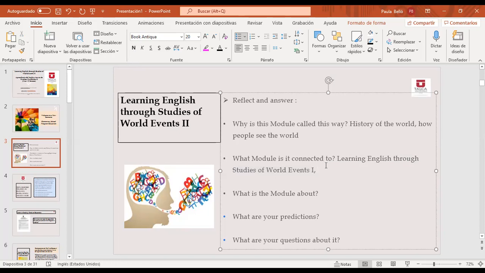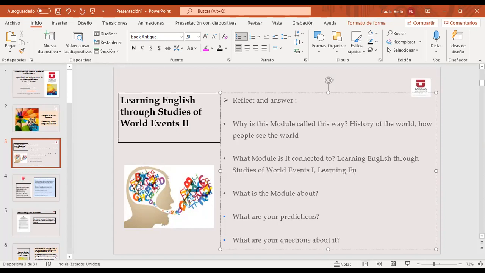Modules that are called the same. Do you remember other modules with a similar name? No, I can't remember. Which were your modules last year? Cultural events. Yes, cultural studies. Yes, learning English through cultural studies.